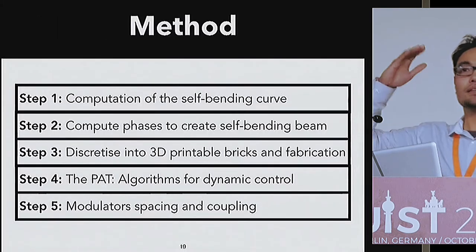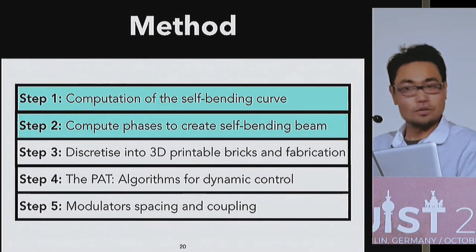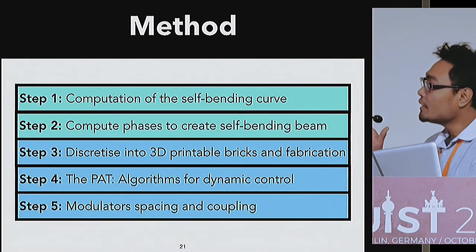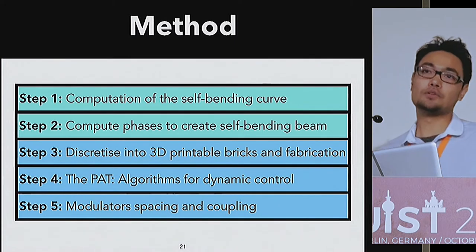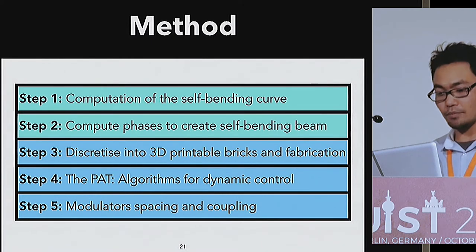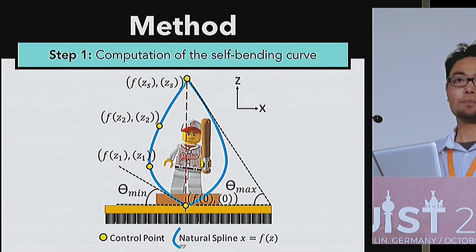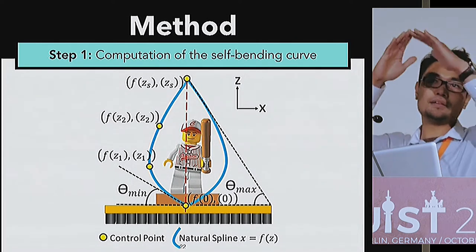We summarize this in 5 steps. The first 2 steps are only for the self-bending beam, but the other 3 can be used for other sound fields. So let's jump to the first step. How do we compute the self-bending beam? Nothing fancy here, actually. It's just a natural spline.